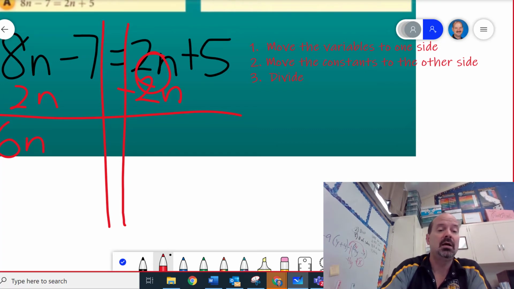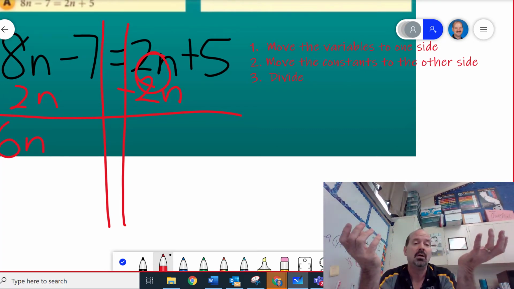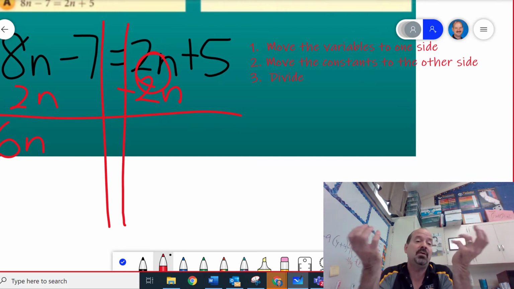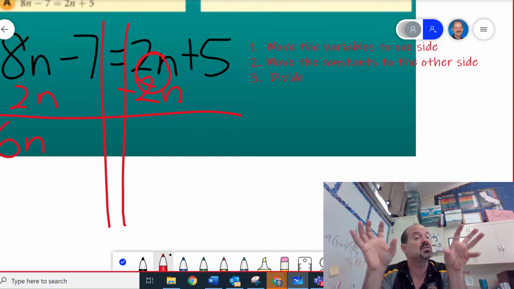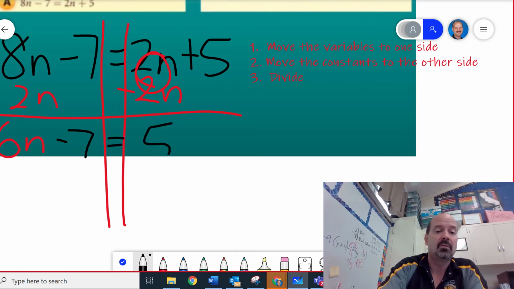So what did I just do? I did step 1. I moved all the variables to one side of the problem. It doesn't matter which side to me, but I prefer to have a positive constant, so I move the smaller one. Okay? Since I put the variables on the left side, I have to copy the rest of the problem, minus 7 equals 5.